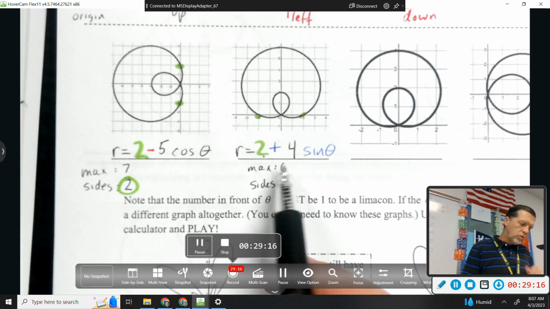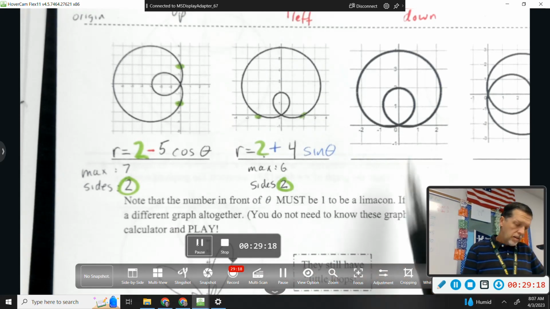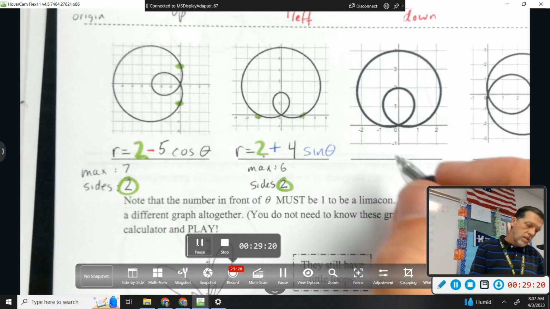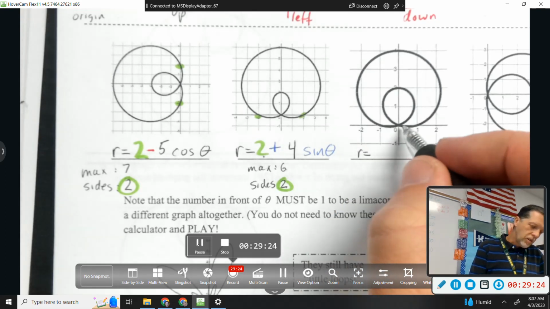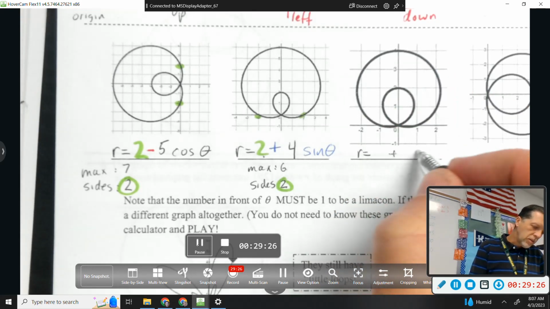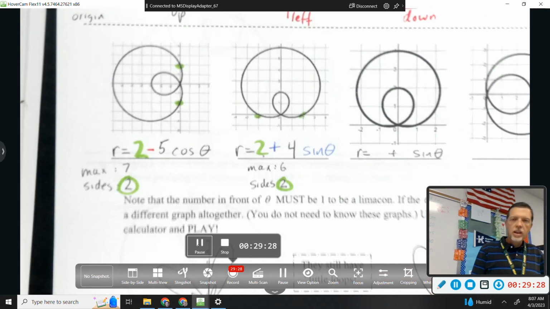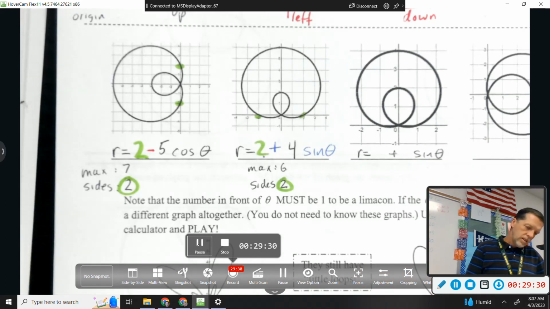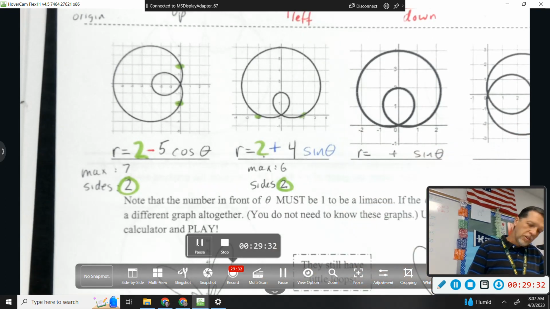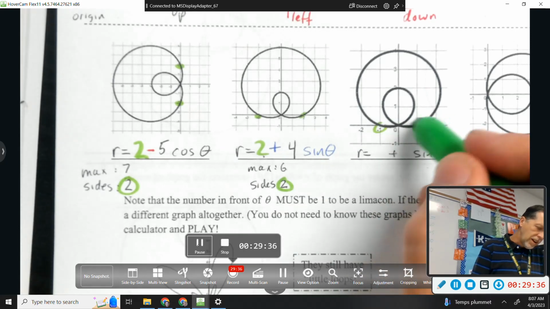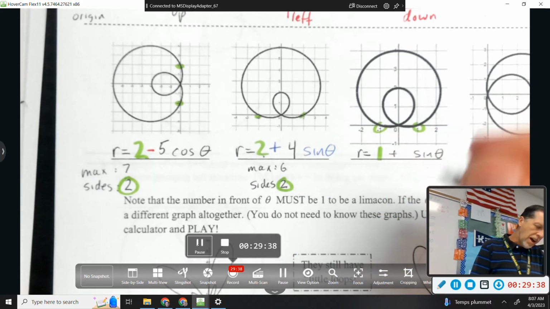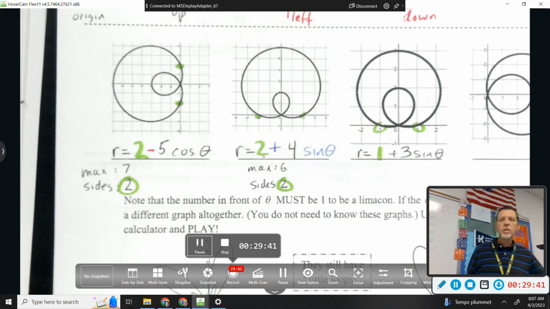2 plus 4 sine theta. Let's do one more. I don't want to cut it too short here. So that's another plus sine one. So plus sine. Let's see. The side, some of you are probably doing this already where you skip around and just, sides are 1. The max is 4. So 1 plus 3 sine theta.